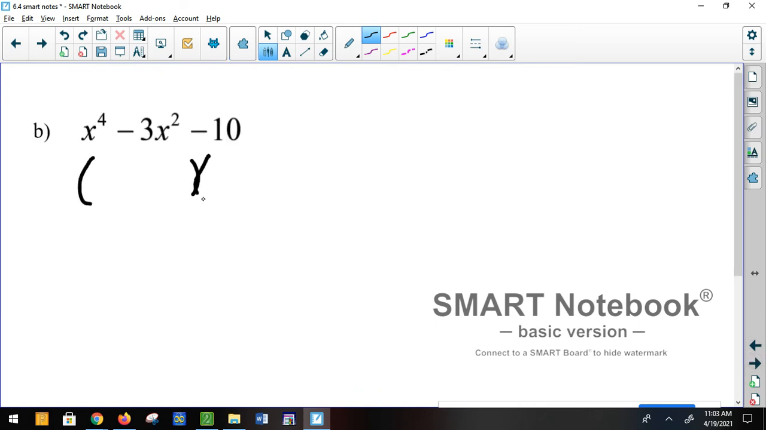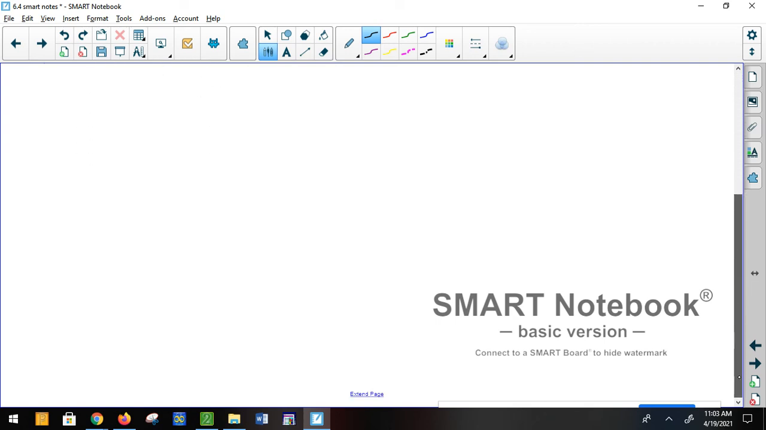Let's try this here. X to the fourth, we're going to put x squared and x squared. That has to match this, which it does. Just the degree. What multiplies to negative 10 and adds to negative 3? It would be negative 5 and positive 2. And that's it. Why don't you try this one real quick on your own, and then I will fill it in in 1 minute.